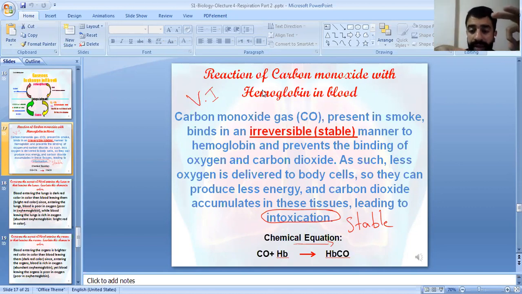Carbon monoxide that's present in smoke, especially in cigarettes, binds in an irreversible, stable manner to hemoglobin and prevents the binding of oxygen and carbon dioxide. As such, less oxygen is delivered to the body cells, so they can produce less energy, and carbon dioxide will accumulate, leading to intoxication. This is the chemical equation. It occurs only in one direction, where carbon monoxide binds to hemoglobin to give HbCO.